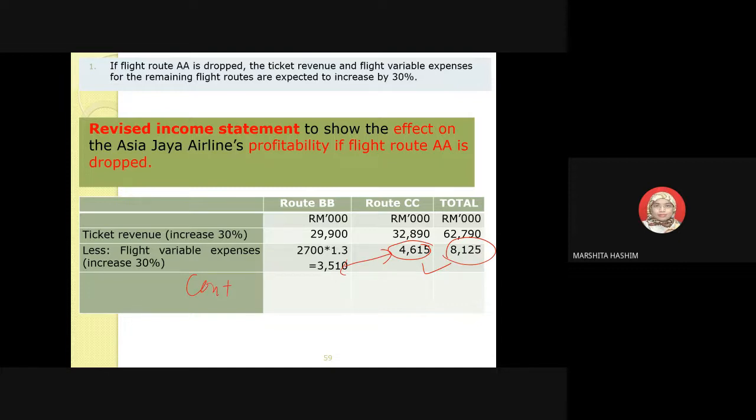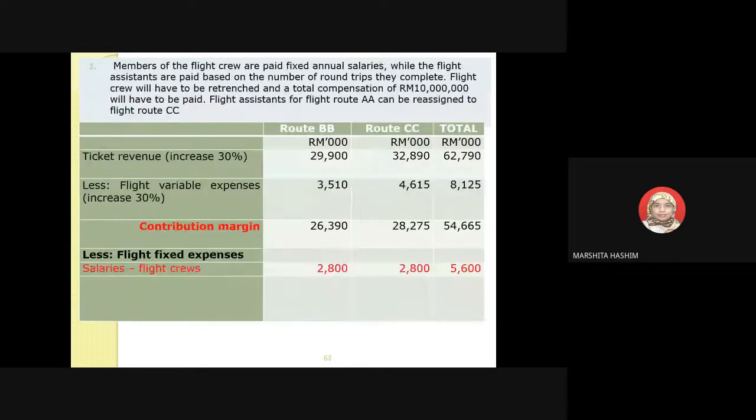Okay, this is additional info number 1. And then you proceed with number 2, regarding flight crew. Continue until you calculate your net profit. You have 5 minutes. You continue until you get your net profit.